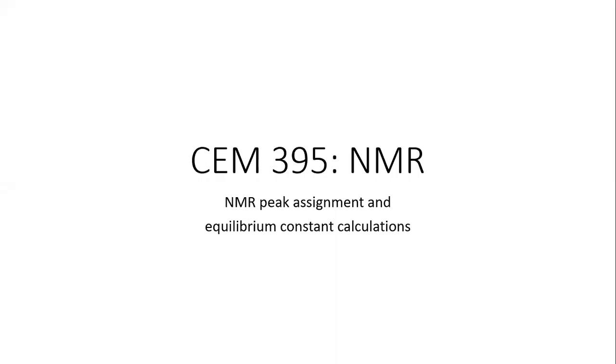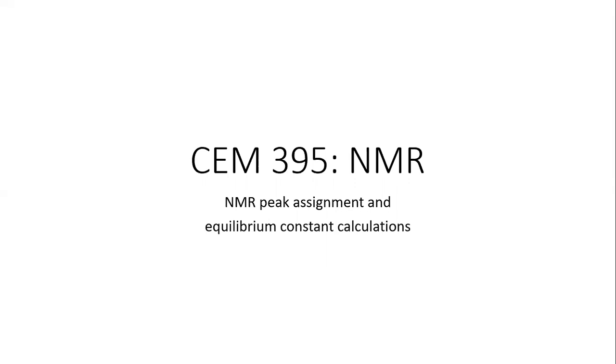All right, so welcome to Chem 395 in the experiment about NMR, or nuclear magnetic resonance. Here we will learn about NMR peak assignment and how to calculate equilibrium constants for acetylacetone.